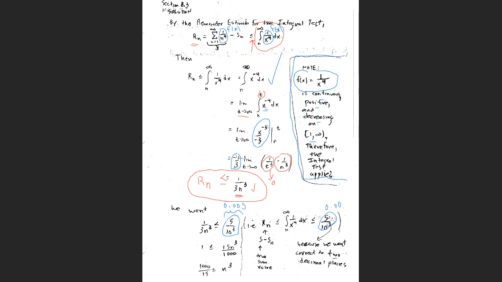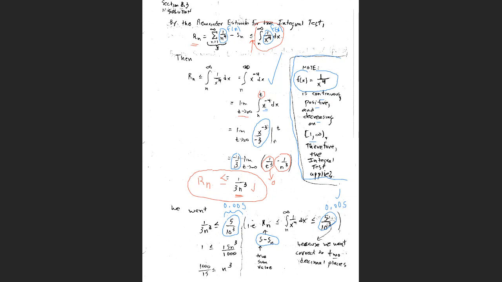So if, I want to say this the right way, if the difference between the true sum and the nth partial sum is less than 0.005, we're ensured that our estimate, our partial sum, S sub n, will be correct to 2 decimal places.